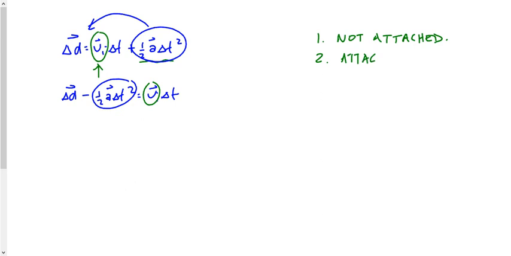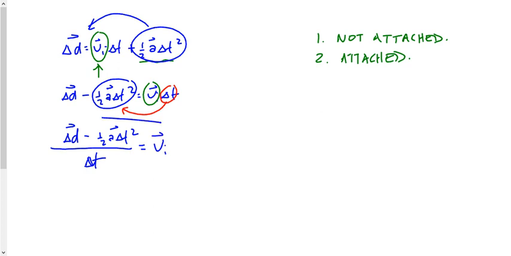What is attached to the VI? It's T. T is attached. So now I'm going to take T over to the other side. Well, look, it's multiplied by VI, so I'm going to take it to the other side by dividing. It becomes D minus 1/2 AT squared divided by delta T. There's my equation. Looks kind of ugly, but it works.